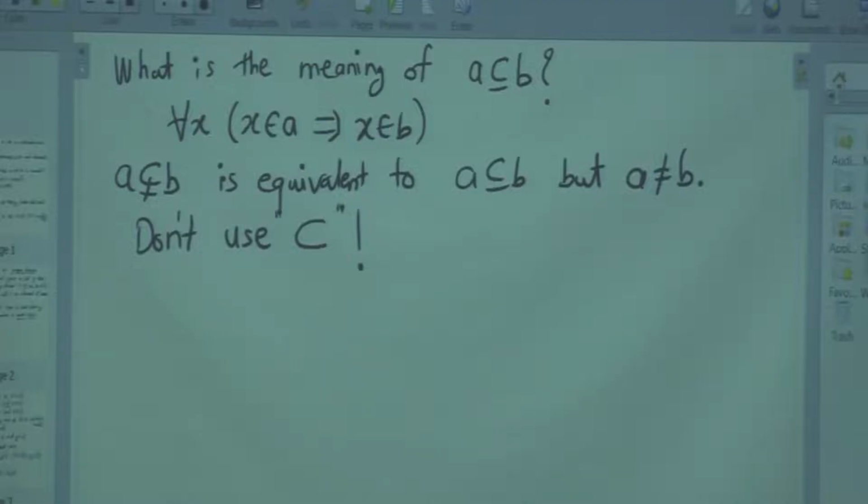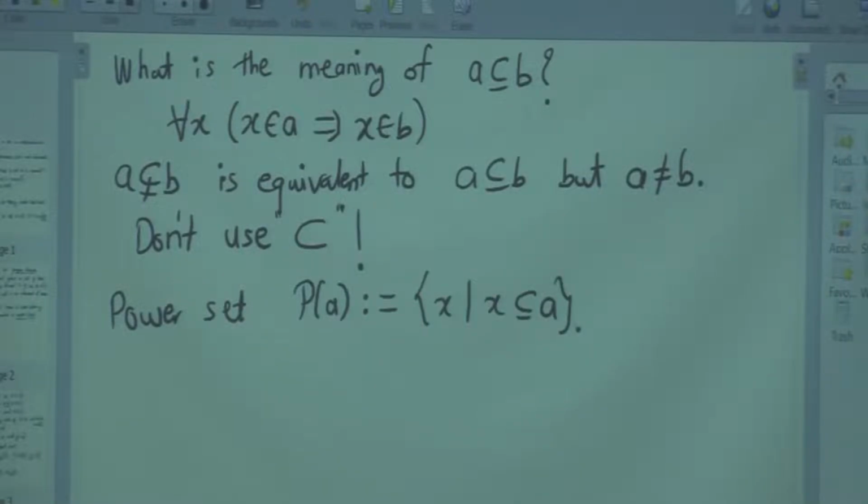What is it called? The power set. Okay. So power set, P of A. What is the definition? All those x's such that x is a subset of A. Very good. So that is our power set.